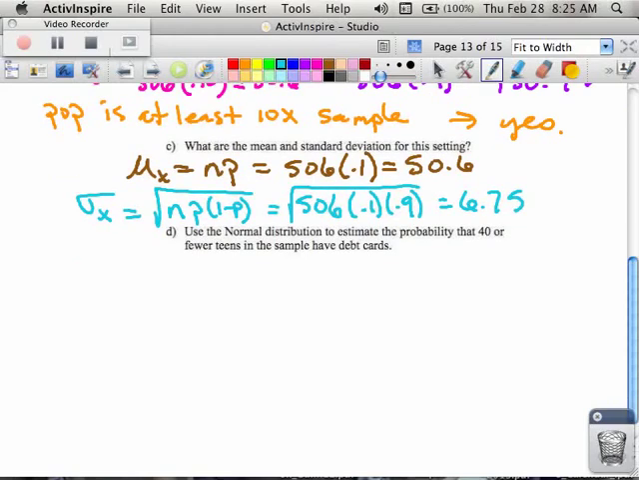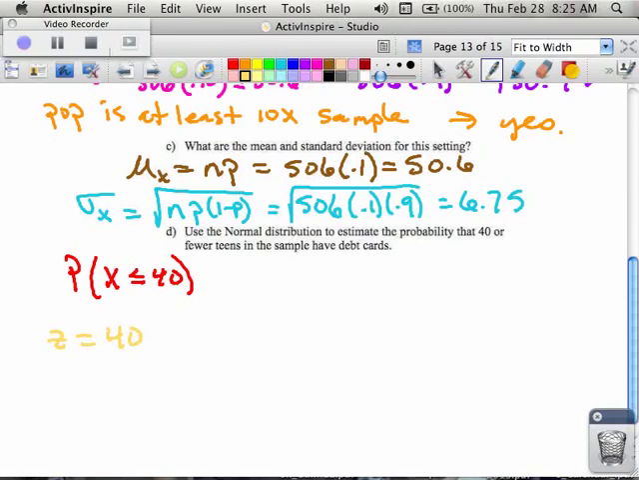Okay, so now we're actually going to calculate a probability, or the likelihood of something happening. So we want the probability that 40 or fewer teens have debit cards. So when I do this, I'm looking for the probability that my x is less than or equal to 40. Now in order to do this, remember we talked about the approximately normal situation. Whenever we're talking about that, we can standardize things. So we should probably find a z-score. We find this z-score by taking our score that we're talking about, which was the 40.